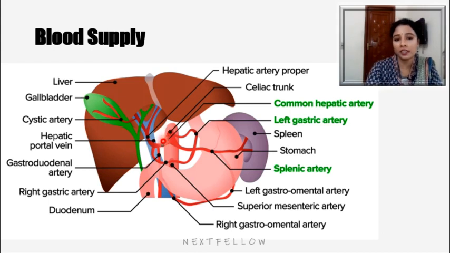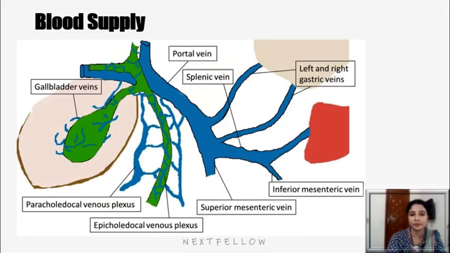The celiac trunk gives rise to the common hepatic artery. The common hepatic artery gives rise to the hepatic artery proper and the gastroduodenal artery. The hepatic artery proper divides into right and left hepatic arteries. The right hepatic artery gives rise to the cystic artery. So that is about the arterial supply.